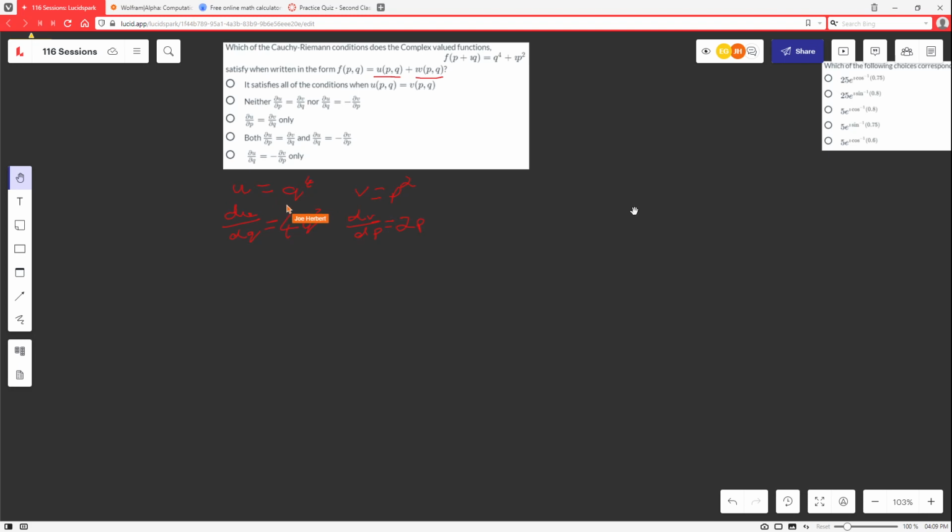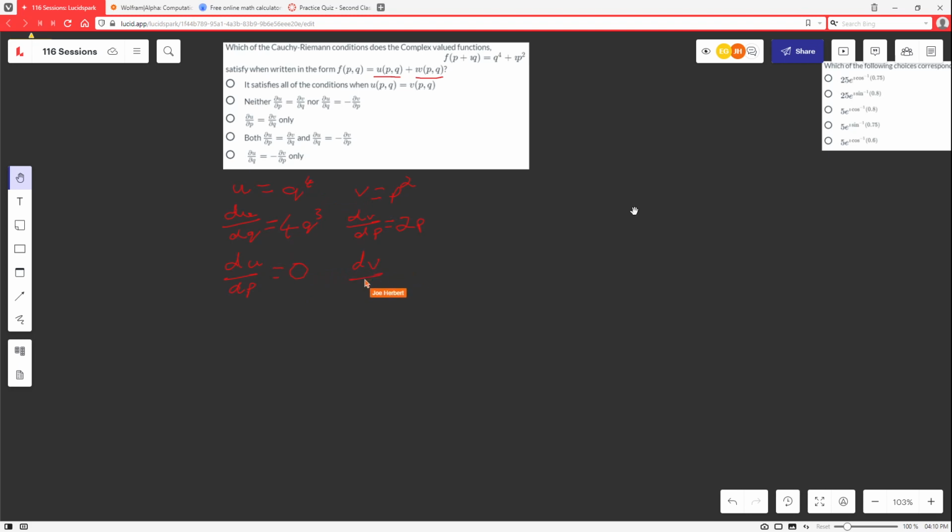And then we do some partial differentiation to get du by dp. Remember, when we do partial differentiation, anything that isn't the variable we're looking for, we just treat it as a constant. So q here is just a constant, and q to the 4 is a constant. So when we have a constant in differentiation, we just lose it. So this just gives us 0.